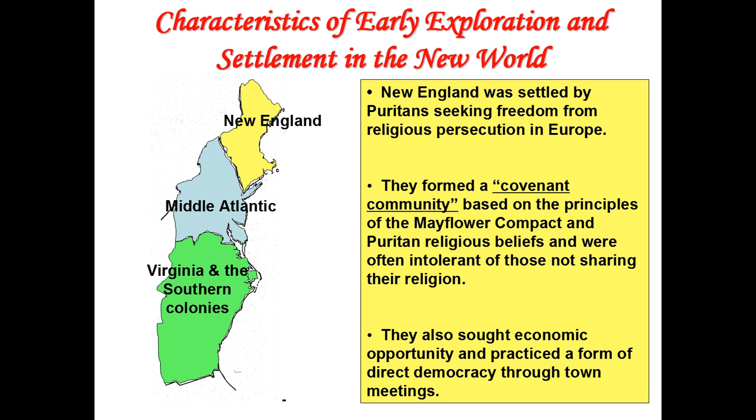You may remember that they signed the Mayflower Compact. They formed communities. We call them covenant communities, based on the principles of the Mayflower Compact and Puritan religious beliefs. Puritans are often intolerant of those not sharing their religion, which is kind of ironic because they left England because people didn't tolerate them. So the Puritans didn't like people who didn't think like them. They also sought economic opportunity, and they practiced a form of direct democracy through town meetings, and we'll talk about them later.